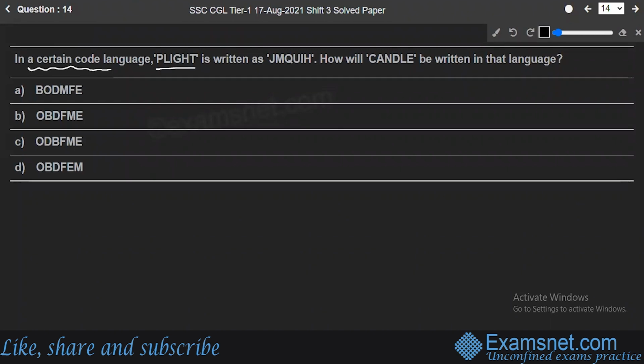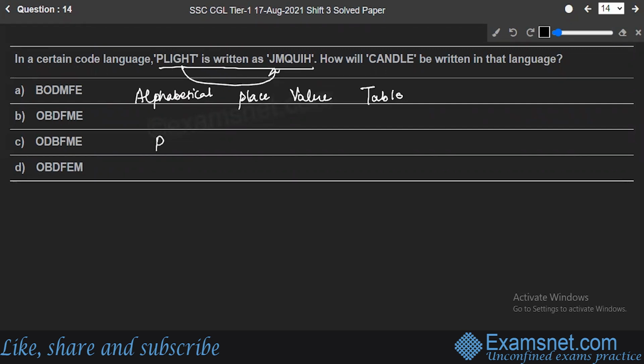It says in a certain code language, flight is written as this. Candle will be written like, how will candle be written in the same language? These type of questions, mark my words, you have to use the alphabetical place value table that we already discussed. So using that table, we'll have to find the particular logic or the particular pattern which is being followed in converting flight to this set of alphabets, right?